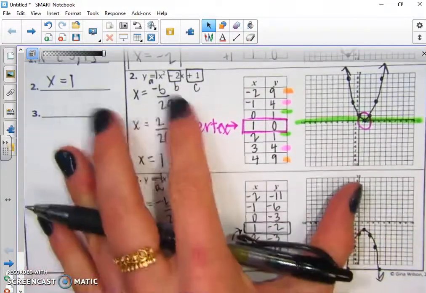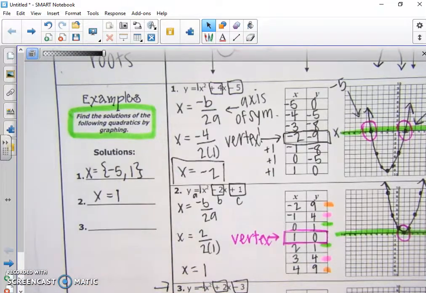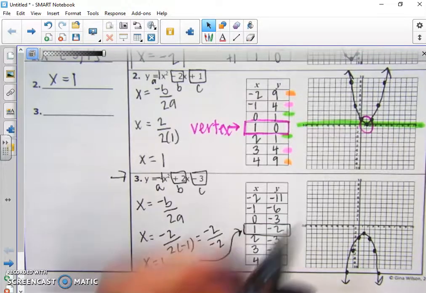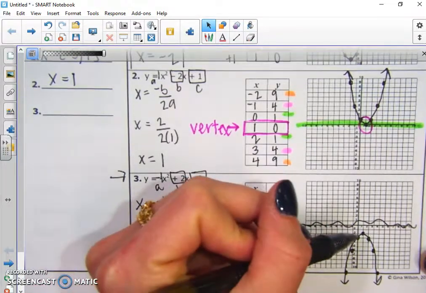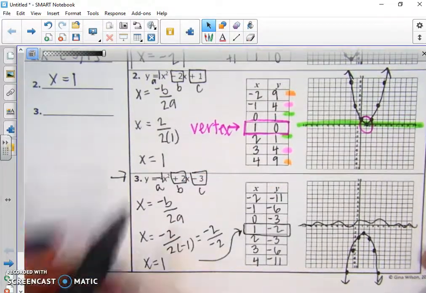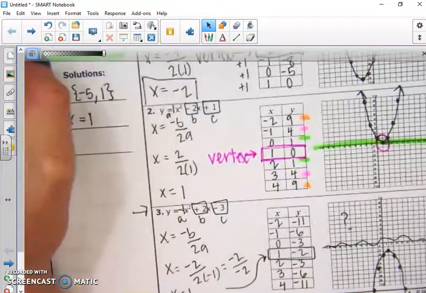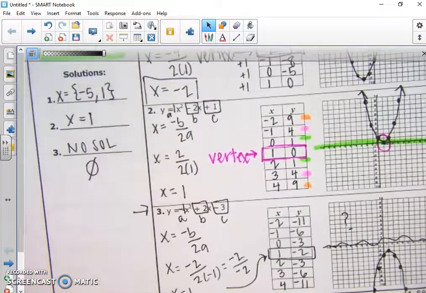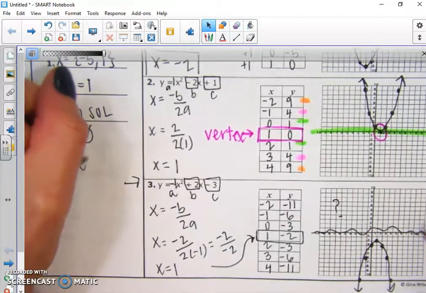Okay, so we are recording our answers. Remember, we're looking for the number of solutions. Find the solutions that are found on graphing. Solutions are the points that intersect the x-axis. So if this is our x-axis, where does the graph intersect with it? Well, it doesn't intersect it at all. So we would say that this is no solution, because this graph does not intersect the x-axis.